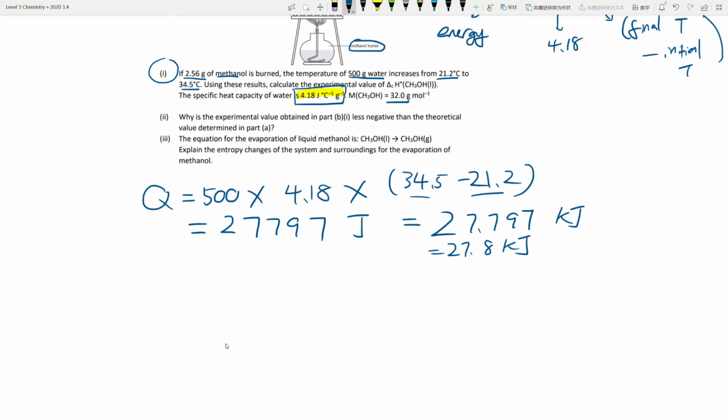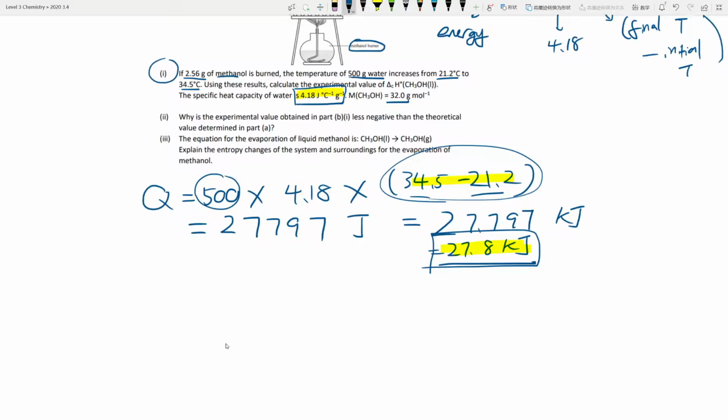Now, once you find out how much energy, this 27.8 kilojoules of energy is required to heat up that 500 grams of water, increasing by 13.3 degrees Celsius, which is 34.5 minus 21.2. This is how much energy that we need to do this. Okay, so you could burn anything. You could burn paper, you could burn fuel, you could burn coal. It doesn't matter what you burn. If I had 500 grams of water and I want to increase the temperature by this much, I need to use this much energy regardless of what you're trying to burn.